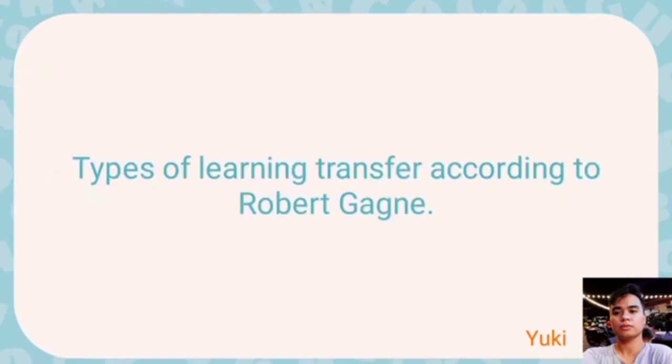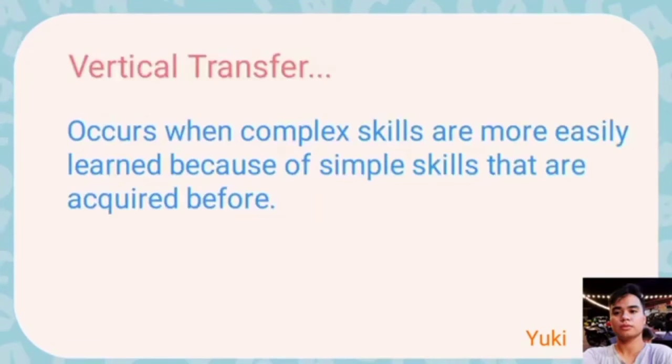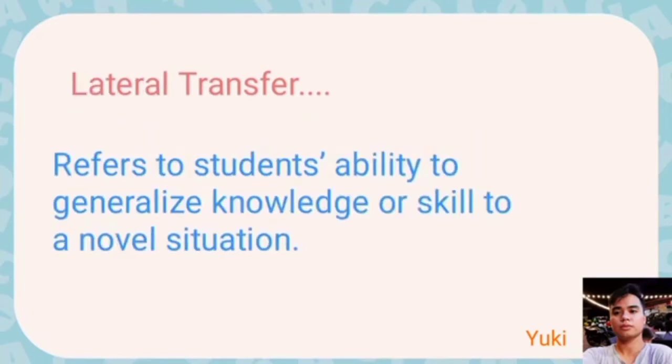Types of learning transfer according to Robert Gagne. Vertical transfer occurs when complex skills are more easily learned because of simple skills that are acquired. For example, when a pupil masters simple grammatical rules, he is enabled to speak correct English, write competently, and to study other subjects in English as well. Lateral transfer refers to students' ability to generalize knowledge or skill to a novel situation.